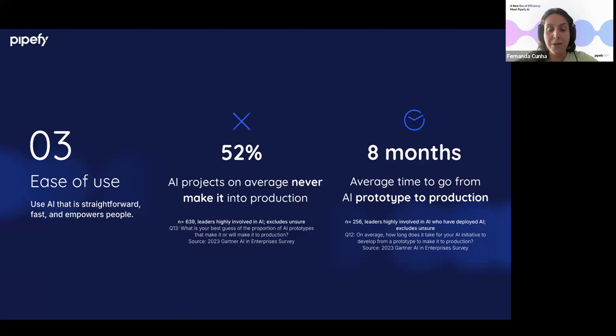So we have other data here as well. We have that 52% of AI projects on average never make it into production, right? So that is more than half of those projects that are thought about, that are even planned, they are never put into production, right? And it usually takes 8 months to go from an AI prototype to production, okay? None of these data here are a good result, are something that we expect a Pipefy customer to have, right? So this is what I'm here for. This is what we are trying to help you with, with these webinars, right?